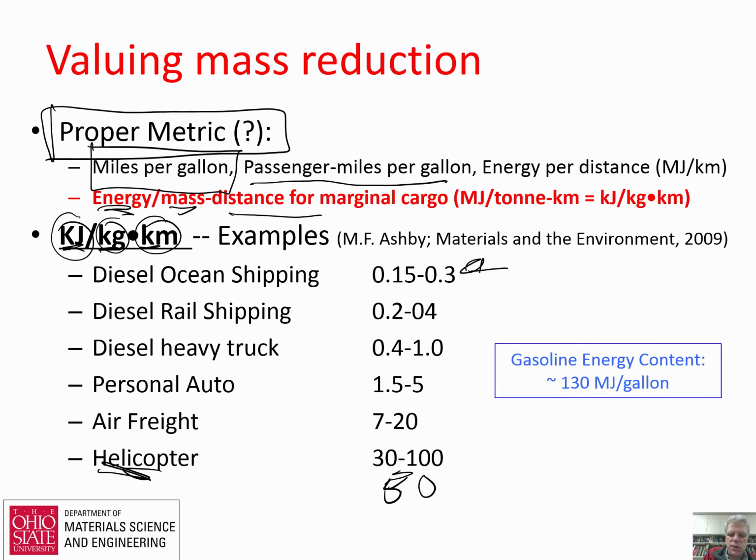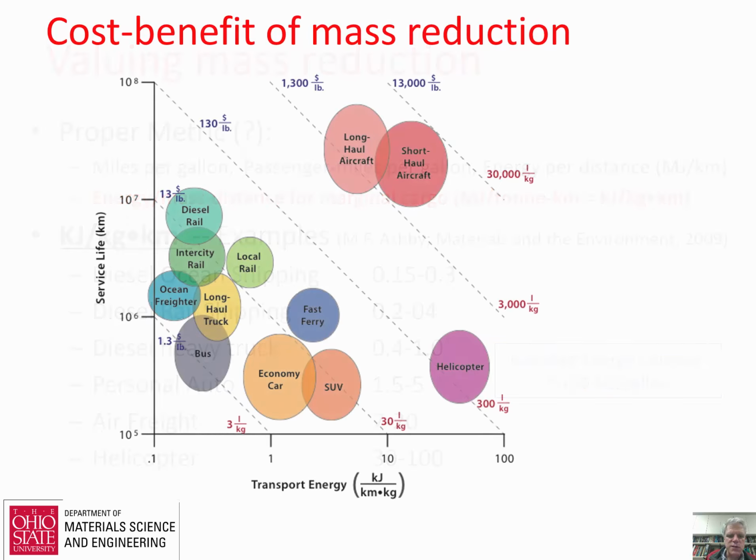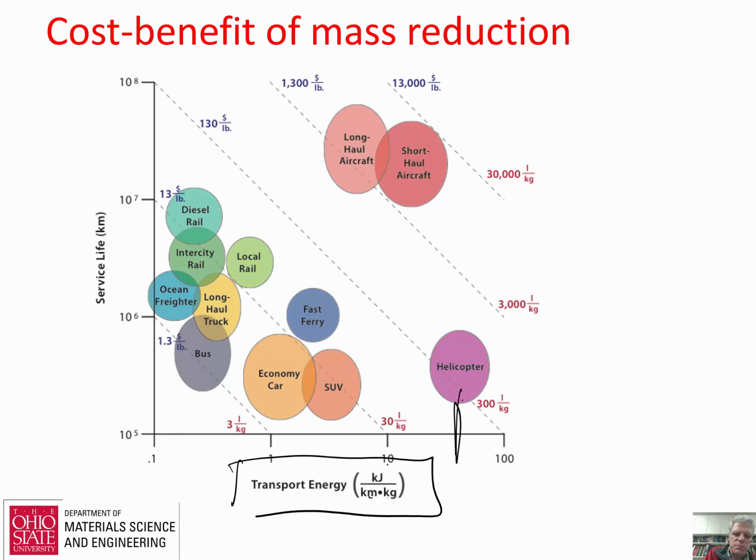Again, logarithmic scales are good because these things are so terribly different. Personal autos are in the middle and so forth. Well, we can try to make sense of this. These are my transport energies, in kilojoules per kilometer per kilogram, and I can take these various things: a helicopter burns a lot of fuel, airplanes burn a lot of fuel, cars not so much, ocean freighters we do about as best as we do. Well, over the life of any of these vehicles, how does that help you? I can look at the service life of these things. These long-haul aircraft go many millions of miles over their life.